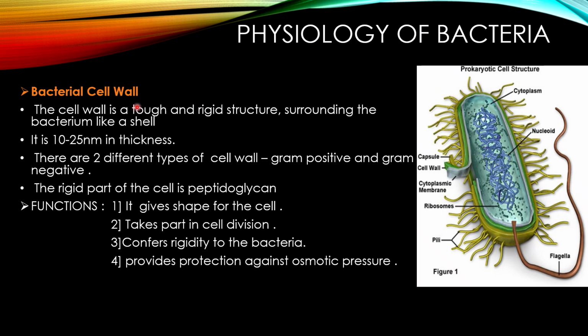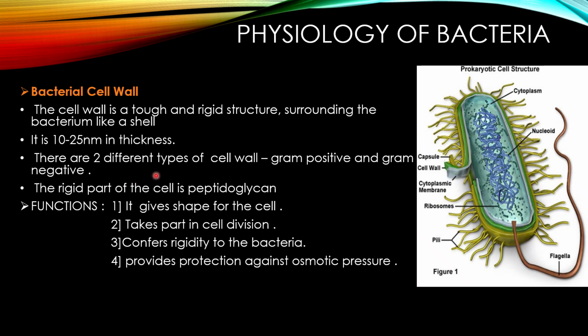Bacterial cell wall: the cell wall is a tough and rigid structure surrounding the bacterium like a shell. It is very tough, very hard, and rigid. Rigid means a structure which cannot be changed, which completely surrounds the bacterial cell and protects it like a shell. It can be about 10 to 25 nanometers in thickness.